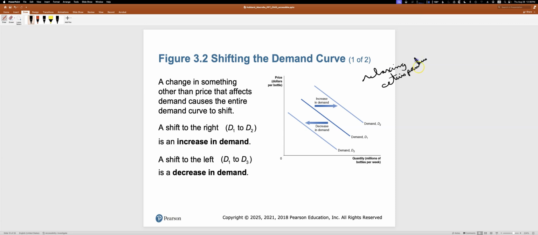We're allowing the entire curve to shift. And if it shifts to the right, that would be an increase in demand. And if it shifts to the left, that would be a decrease in demand. So the question is, why? Like, what is going to change? How is it going to change that's going to cause these shifts to the right or to the left?